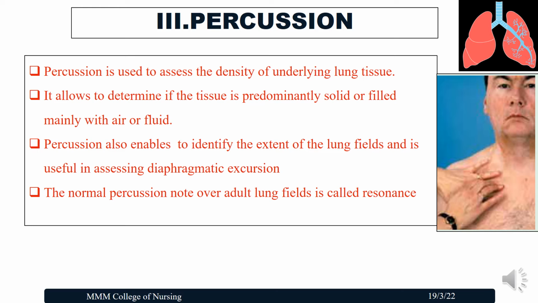Percussion is the method where the examiner strikes the plexor over the pleximeter to identify the density of the underlying lung tissue, that is, whether beneath the surface it is solid in nature or filled with any fluid or air.